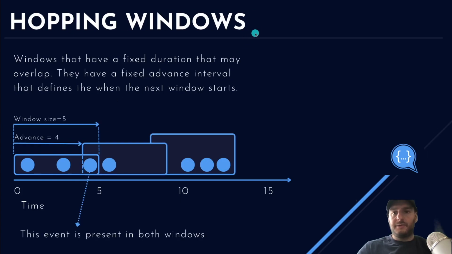Then we have hopping windows, which also have a fixed duration, but they may overlap depending on the advance interval that you define. For example, in this case, we have defined a window size of 5, and we have defined an advance interval of 4. So when we are at 4 seconds from the last window, we are going to create a new one, and these two will overlap. And because they overlap, all the events that fall into the intersection of the windows will be present in both windows. So you have to take that into account when you develop your application. Sometimes this is the desired effect, sometimes it isn't.